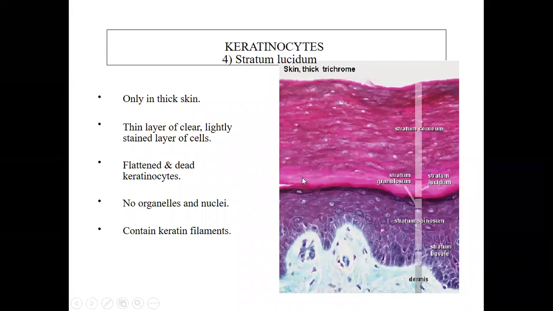And then for the stratum lucidum, you can see here, this is the stratum lucidum. It is usually only present in thick skin. In thin skin, you cannot find the stratum lucidum. It is a thin layer, clear in color, like a thin line of cells. You can see, compared to the remaining layers, it is very thin. It is composed of flattened and dead keratinocytes, meaning that the cell here is already dead. There are no organelles present, no nuclei present, and the cell also contains keratin filament.